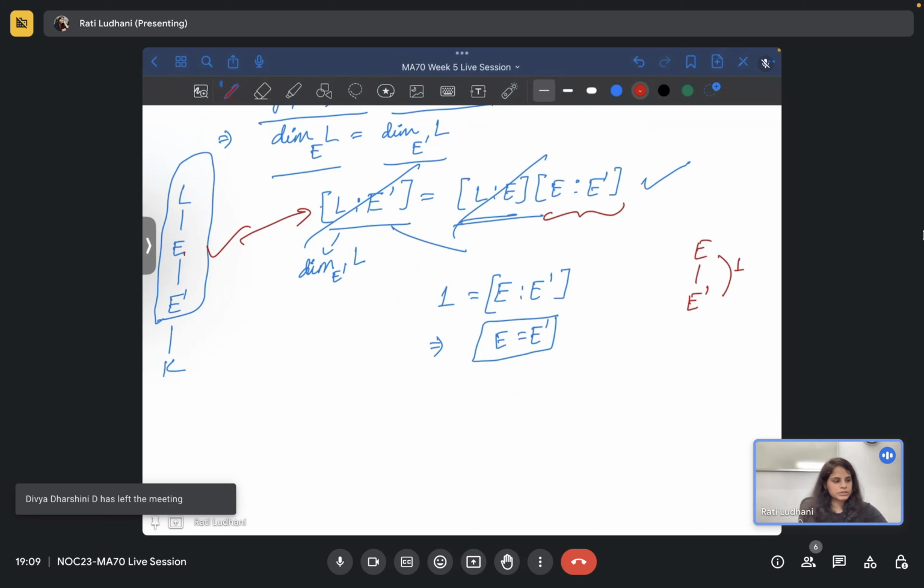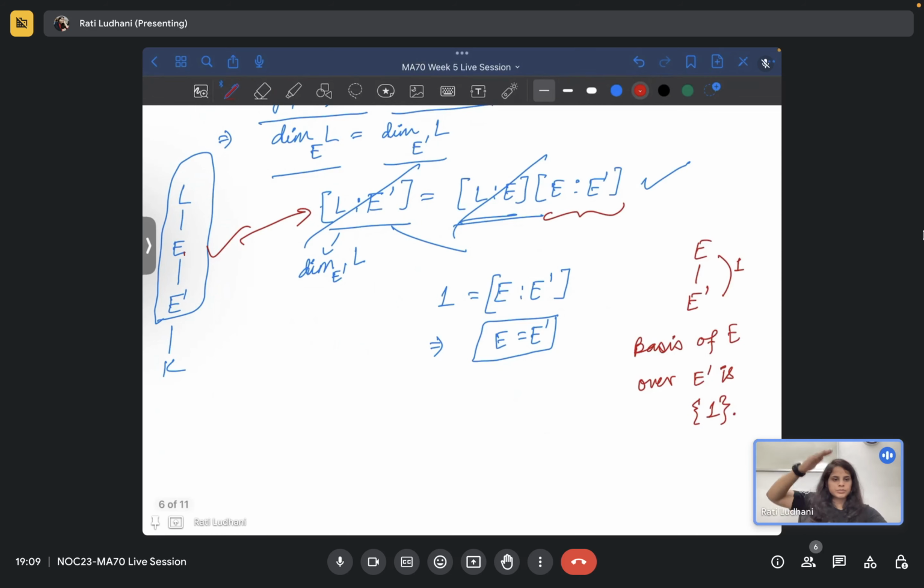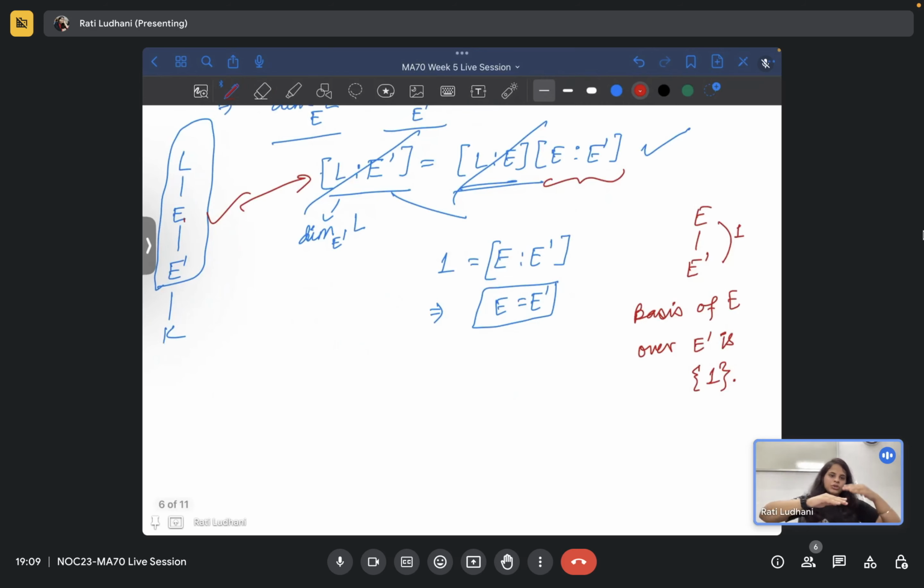So what does this mean? You can just generate E by attaching 1 to E dash. So maybe if you want to write a basis of E over E dash, it is just this 1. This means just one element is there, which will imply that these are the same, right? Yes. Yeah. So this is the proof.